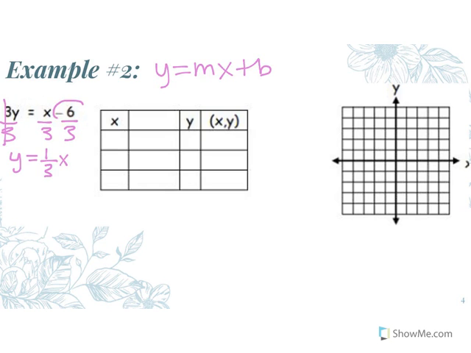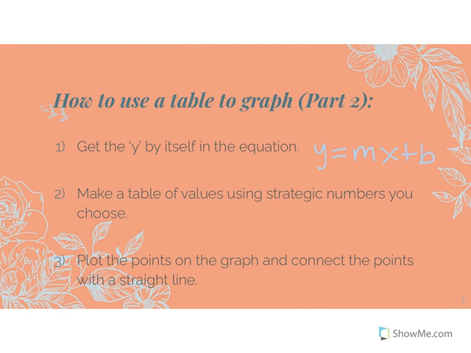And then since we have the larger number on top, it's going to stay as a whole number. Since we had the larger number on the bottom there, it was a fraction. So 6 divided by 3 is 2, and we had a negative divided by a positive, which gives us a negative. So we are now going to write our 1/3 x minus 2 here. So that was our first step. If you go back to your steps, it literally says right here, get the y by itself. Awesome. Our second step, we're going to make a table of values using strategic numbers.